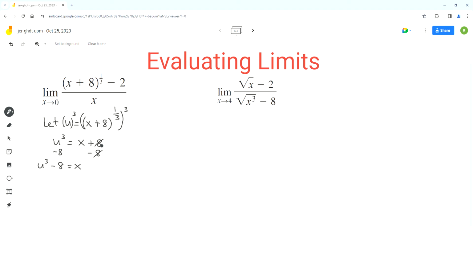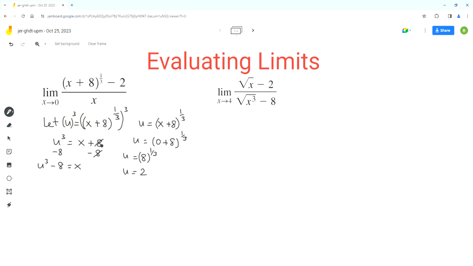Now we are given in the limit that x approaches 0. So we'll have to find what u approaches. So in the u let statement, x plus 8 exponent 1 over 3, we'll sub in x as 0. So we get 0 plus 8 and then exponent 1 over 3. So we get u equals 8 exponent 1 over 3. So this is cube root of 8, which is equal to 2. So that means u approaches 2.